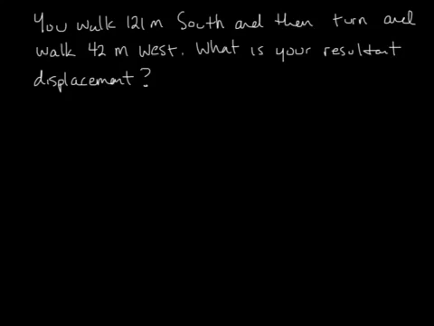Alright, so for our first example, let's say that you walk 121 meters to the south, and then you turn and walk 42 meters to the west, and we want to know what is your resultant displacement. So the first thing you're going to want to do is just sketch out this motion. You start somewhere and walk to the south, and we walked 121 meters. So we show an arrow pointing down, and we label it as 121 meters. And then from the head of that arrow, we do our second arrow, which is 42 meters to the west, which would be to the left on a map. So there's your 42 meters to the west.